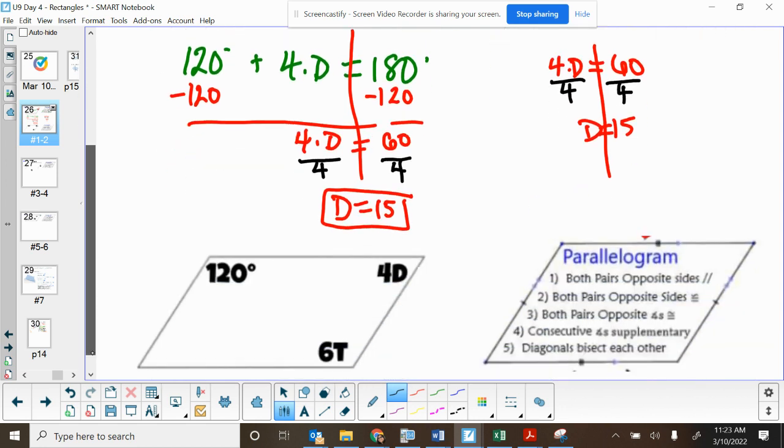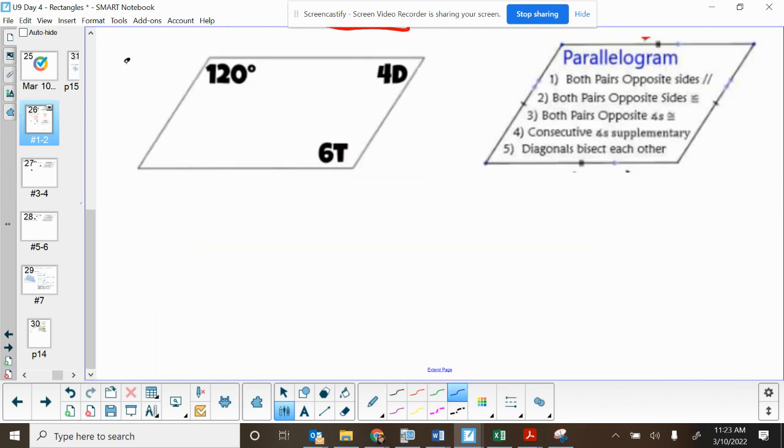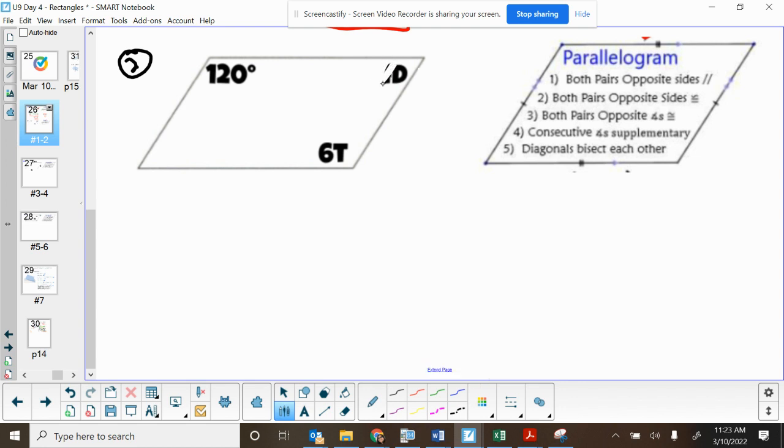Now for number 2, it asked about finding T. So for number 2, I will ignore the 4D and I'll look just at the 120 and the 6T. Again, they're both angles. So I have one of these two angle properties.